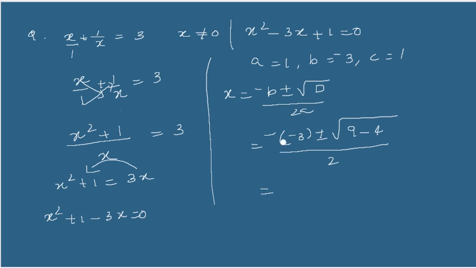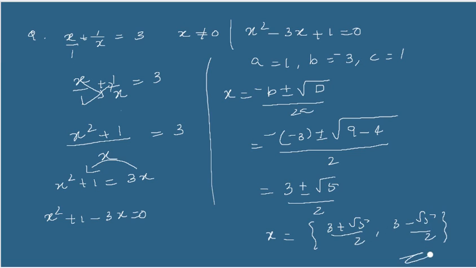So minus of minus is plus 3, plus or minus 9 minus 4 is 5, root of 5 divided by 2. No need to go for further simplification for root 5. So your x will be x is equal to 3 plus root 5 by 2 and 3 minus root 5 by 2. These are the required roots for this particular equation.